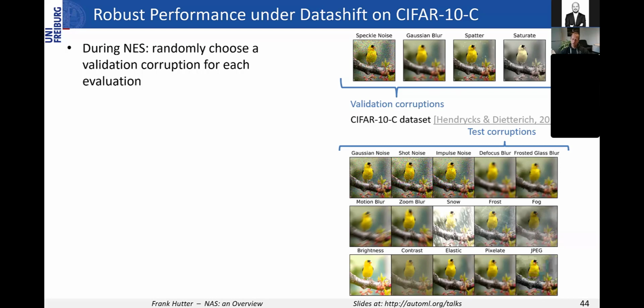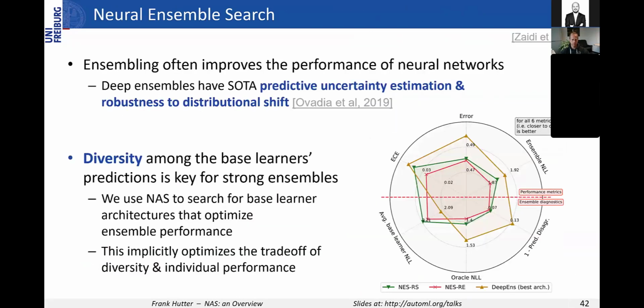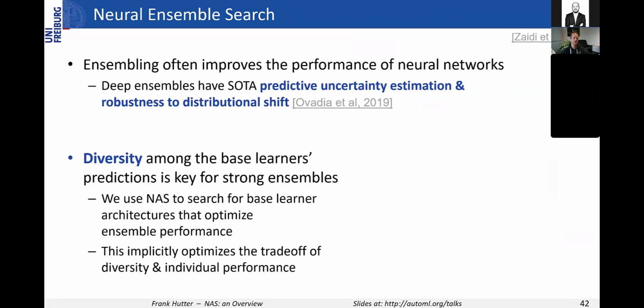And actually, if you have these deep ensembles, they are actually quite robust to these different corruptions. So that's what I meant here. And another part of the motivation here is that diversity among the base learners' predictions is actually key for good performance of ensembles.